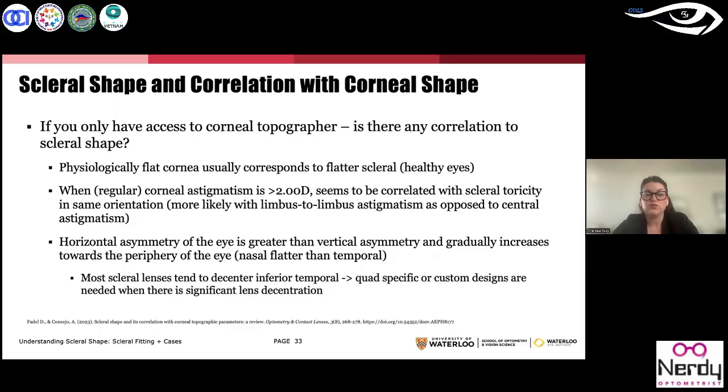When corneal astigmatism is regular and over 2 diopters, there seems to be some correlation with scleral toricity in that same orientation, especially when that astigmatism is limbus to limbus as opposed to central. And then horizontal asymmetry of the eye is greater than vertical asymmetry. This gradually increases towards the periphery of the eye. So most scleral lenses tend to decenter inferior temporal, and you're likely going to need a quad-specific design when there's significant lens decentration.